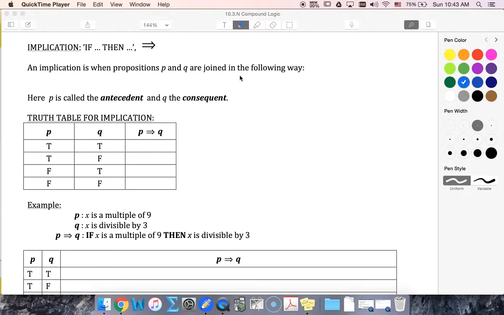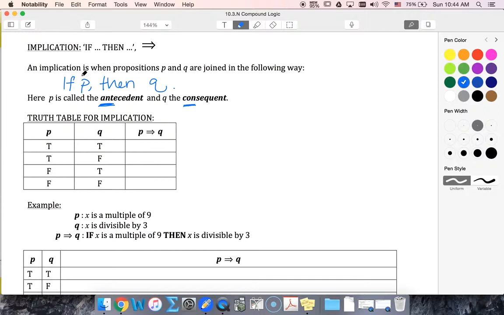All right, the next kind of logic statement that we get with combining our phrases is when we use the words if and then. So we could say that an implication is when we join P and Q by saying if P, then Q. So here, P is the antecedent. It comes first, so ant means first. Q is the consequent. It follows.